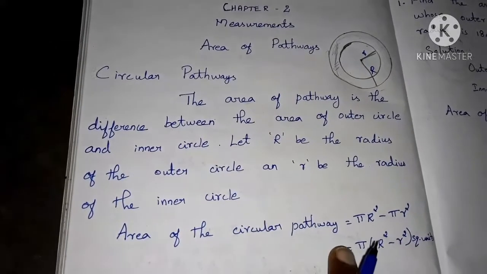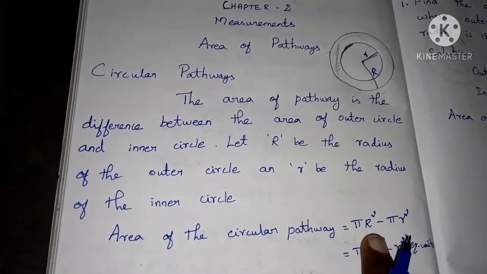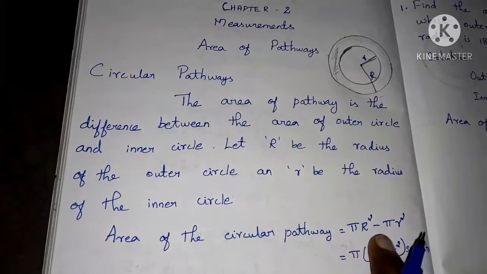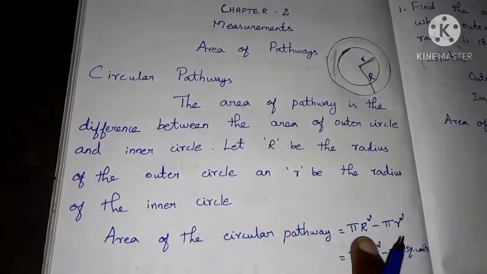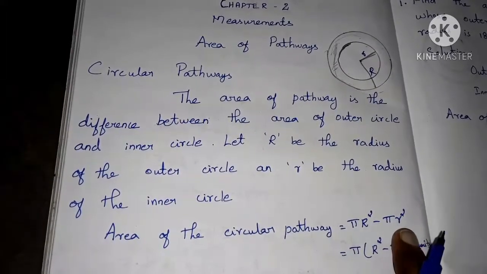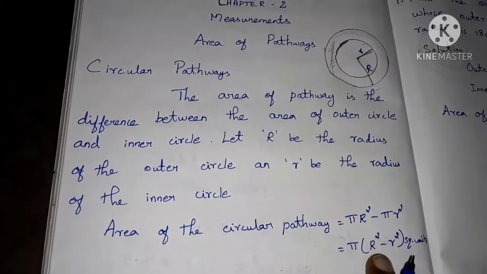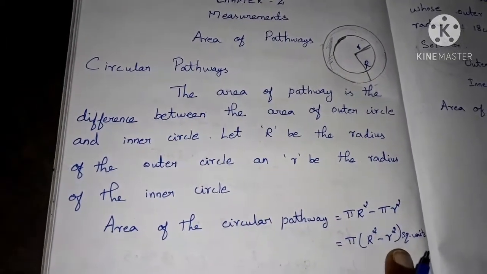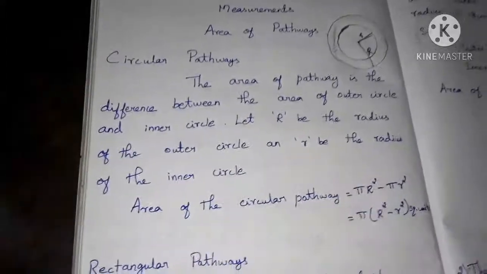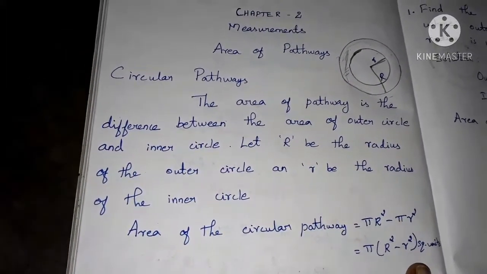The area of the circular pathway is equal to the area of the outer circle minus the area of the inner circle. We know the area of a circle formula is pi r squared. So the outer circle is pi capital R squared, and the inner circle is pi small r squared. Taking pi as common, we get pi times capital R squared minus small r squared, in square units. So the area of the circular pathway is pi of capital R squared minus small r squared.